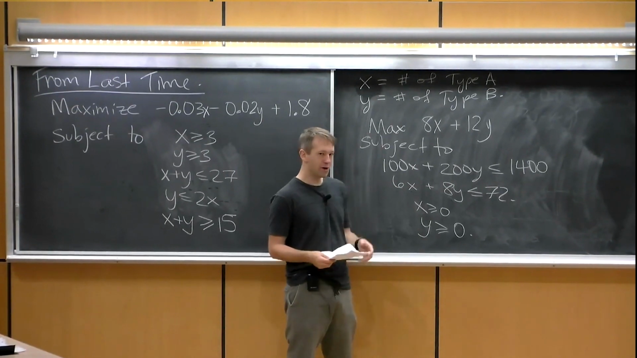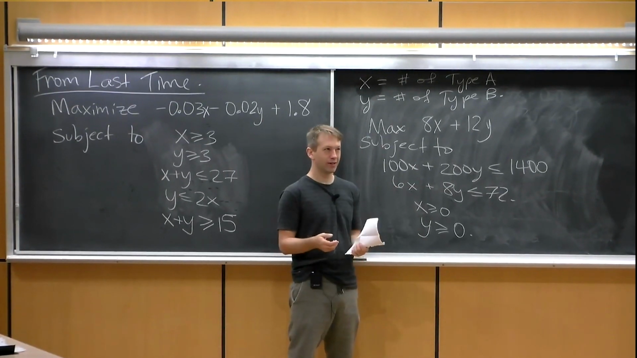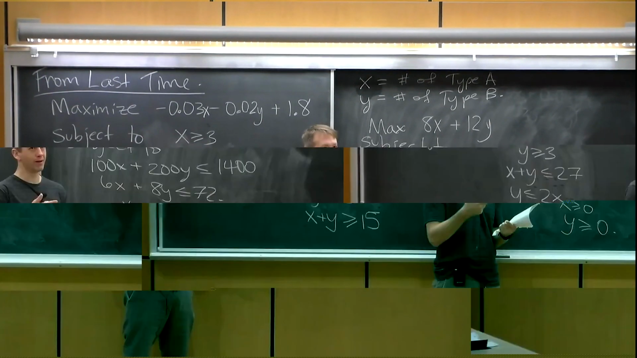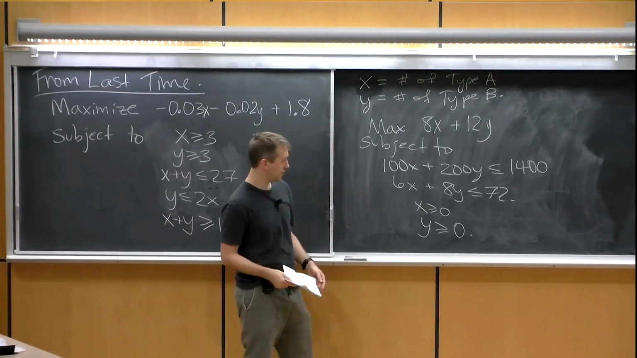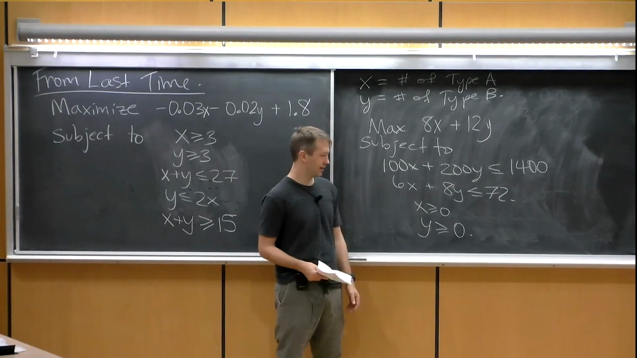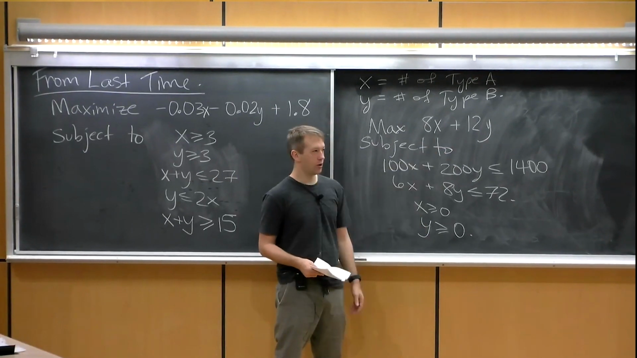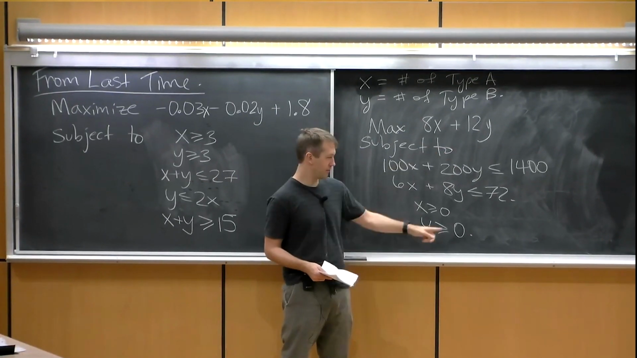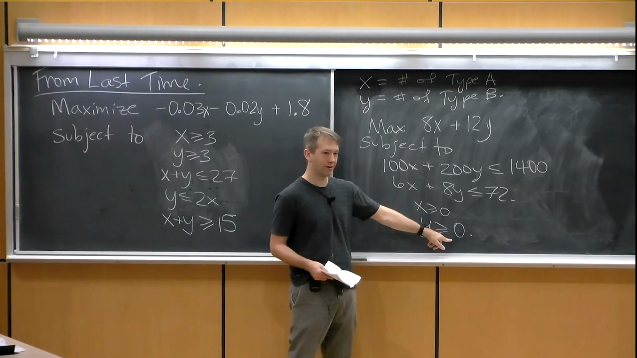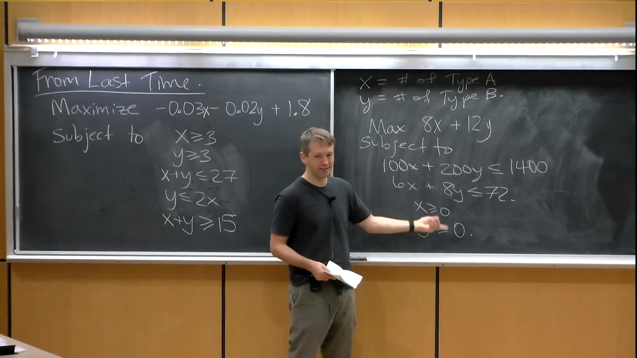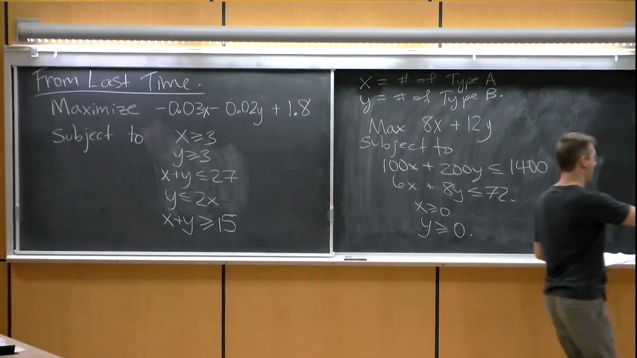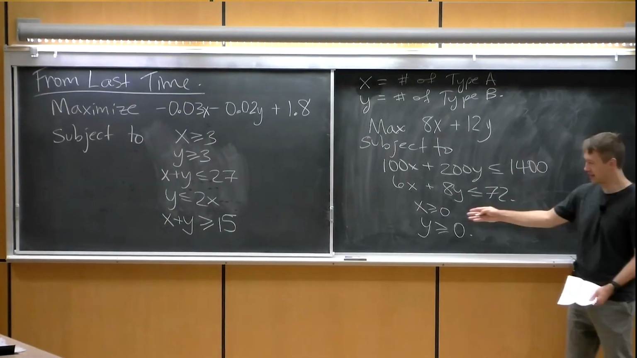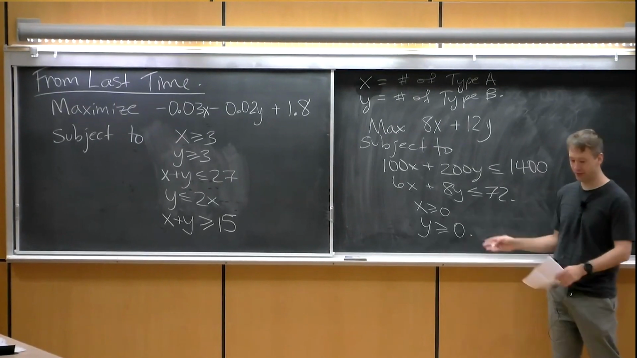With the investment problem, we didn't need that constraint because there was already a constraint saying each type had to be at least 3 million. If this question already said you have to buy at least one of each type, then we would have x at least 1, y at least 1, and you wouldn't need to say that they're at least 0. But if it doesn't say anything, then you should probably think, do these need to be non-negative?